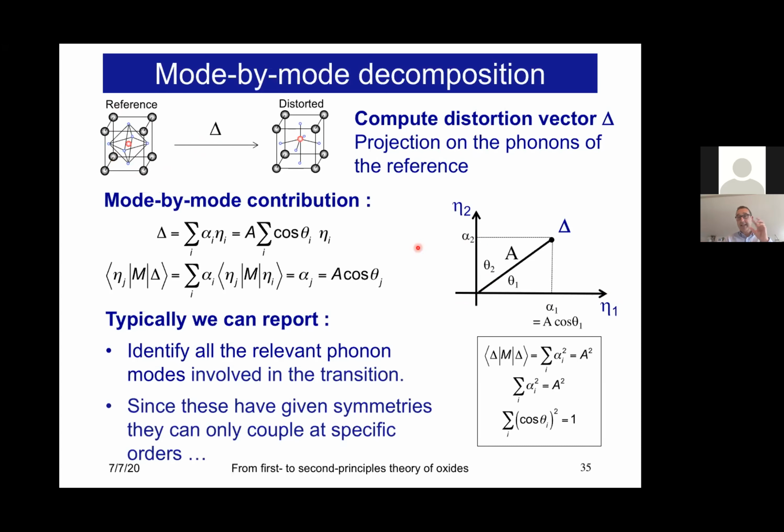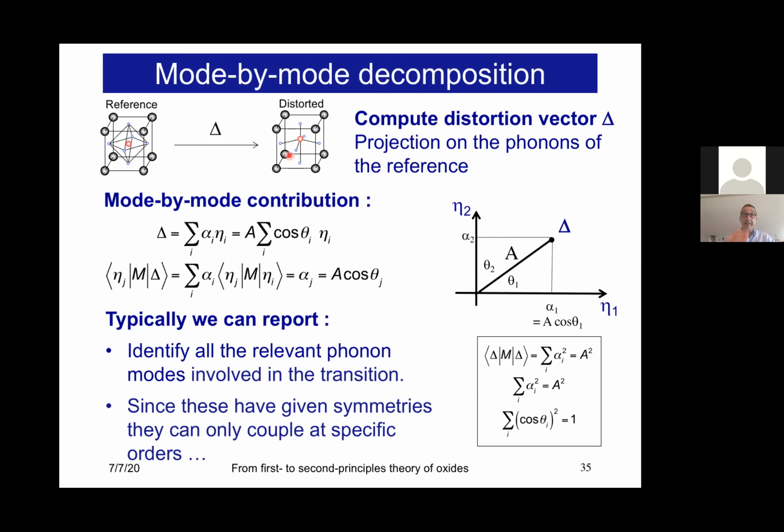And then I can understand the distortion here as the superposition of the distortion produced by the activation of different phonon modes. This is very important for second principle because it allows us to identify all the relevant phonon modes involved in the transition from the reference to the distorted structure. And then because each phonon has a given symmetry, we know the way these modes will couple together. Due to the symmetries of the modes that are involved, we know that they can only couple a given way.